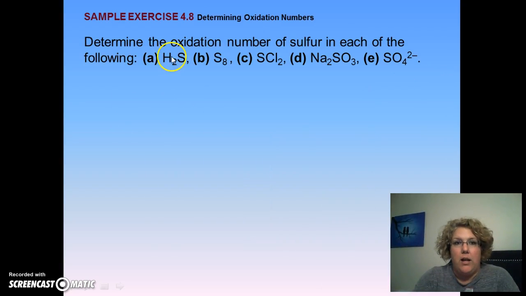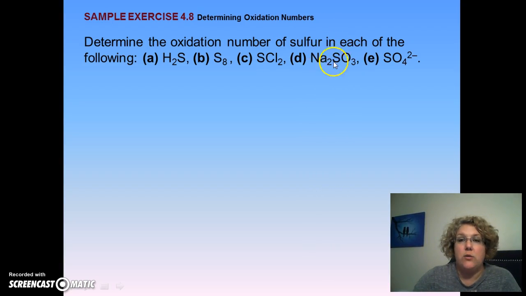Now, H2S, okay, H is in the front. So when H is in the front, he's +1. So we have 2 of them. So that means we have 2 pluses, so the sulfur must be 2 minus. What about S8? Well, that's a pure element. It's one of the many allotropes of sulfur. So the charge is 0 because it's just pure sulfur. All right, SCl2. Well, chlorine's -1 usually, and so that means we have 2 negatives. So the sulfur must be 2 positive here.